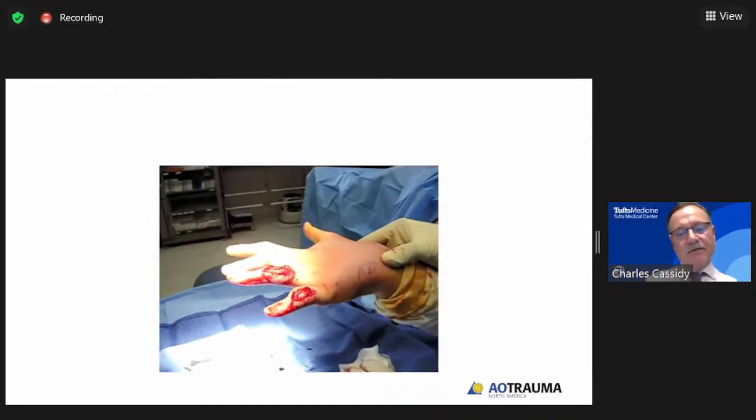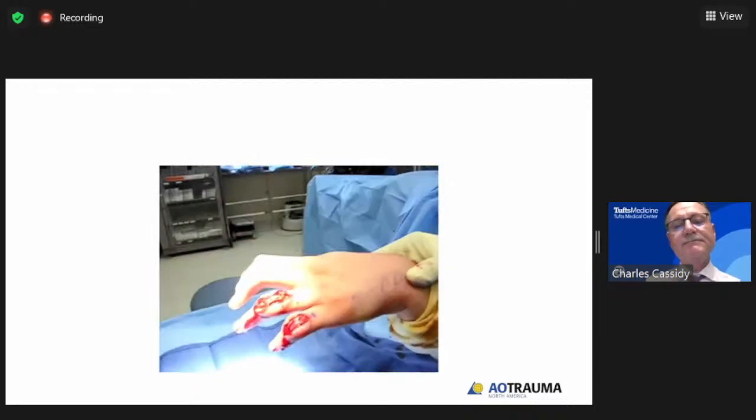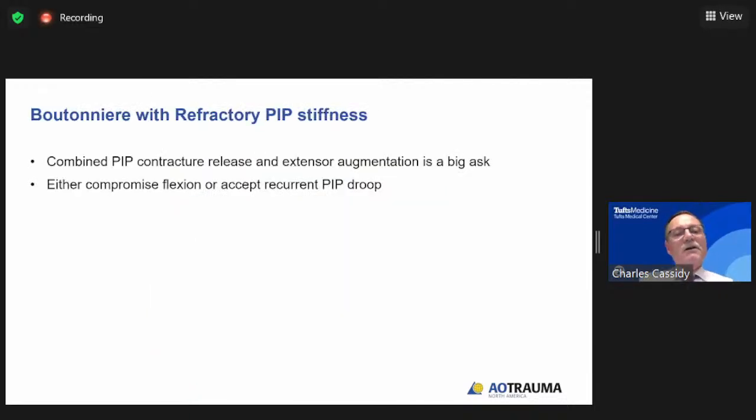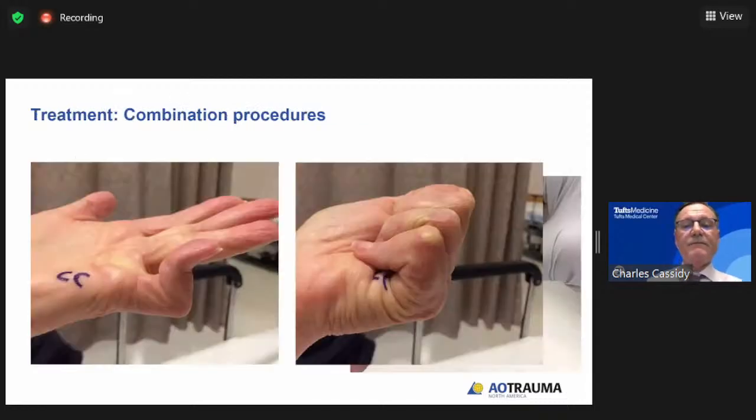Now, you know that it may stretch out a little bit. These have to be protected, and we should really talk about how to do that. It's really tough to hold a PIP joint in full extension. How about combined contractures? So a combined PIP contracture release and extensor augmentation is a big ask. It tends to either compromise flexion because you're holding him in extension, or you make it really tight, or accept recurrent PIP droop because you have to have them start moving at some time.